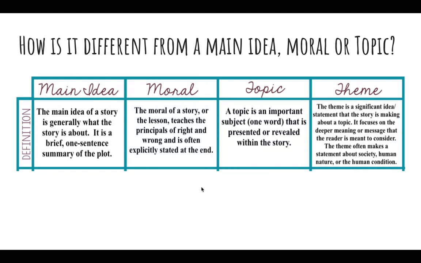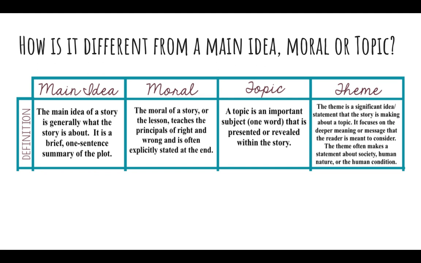So I get a lot of questions from students who are asking me, but then how is theme different from a main idea, a moral, or a topic? So a main idea is more summary. It's just what the plot is about. So if we were going to do the main idea for Frankenstein, it would be something like Victor Frankenstein creates life, he abandons his creation, and then the creation goes on to destroy all who Victor loves, right? It's just factual, it's level 1 information.